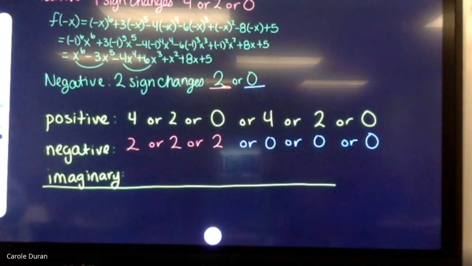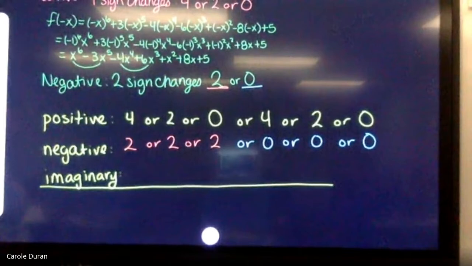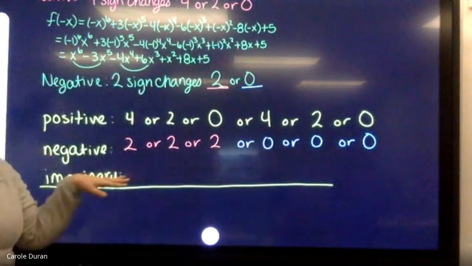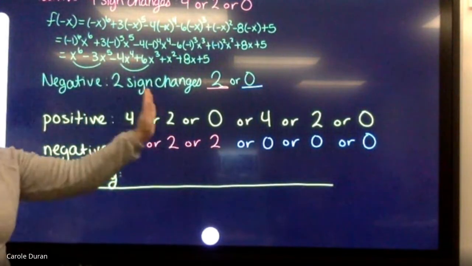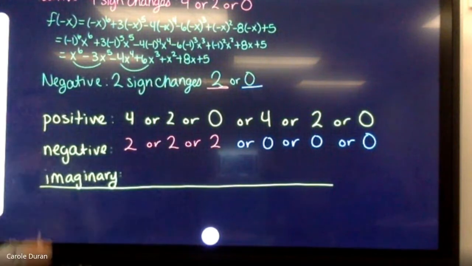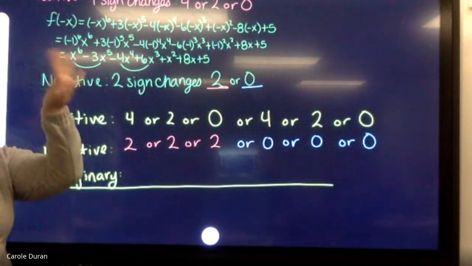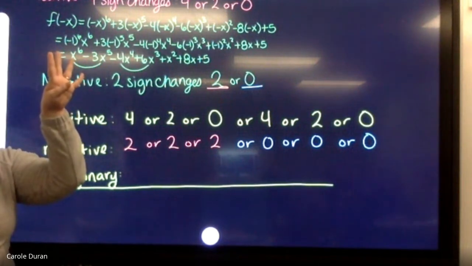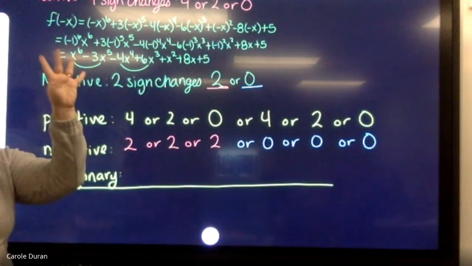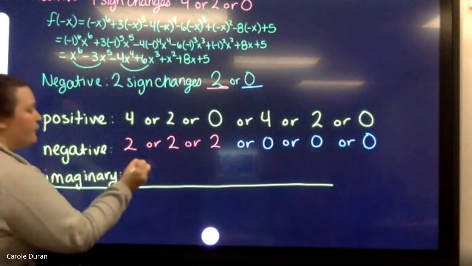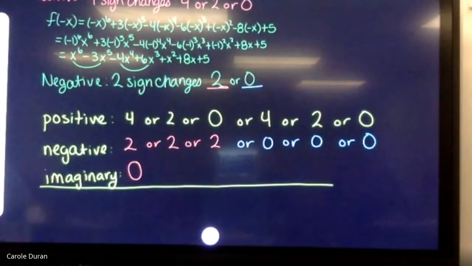Okay? This is the even more fun part. How many roots did I need in total for this polynomial? 6. So I'm actually going to be filling in this imaginary row with however many roots I need to make each column add up to 6. Okay? So if I have 4 positive and 2 negative, how many imaginary roots could I have? How many do I already have? 6. 4 and 2 is already 6. So I have room for 0 imaginary roots there.